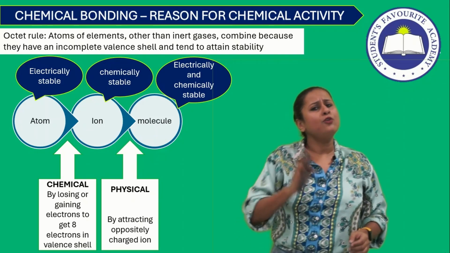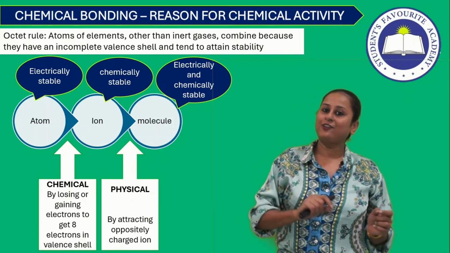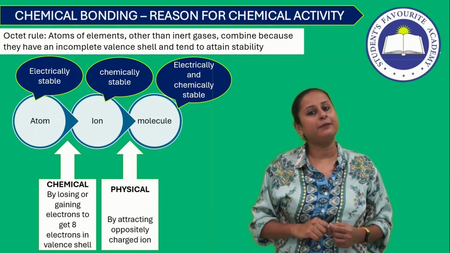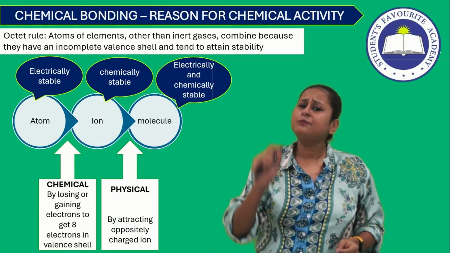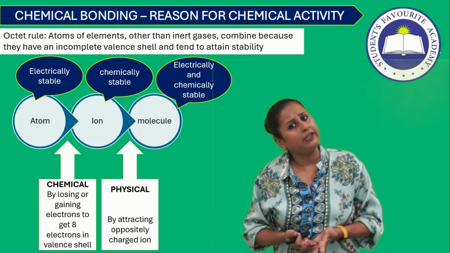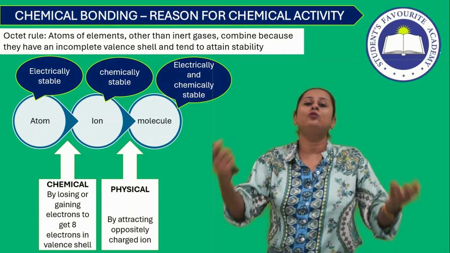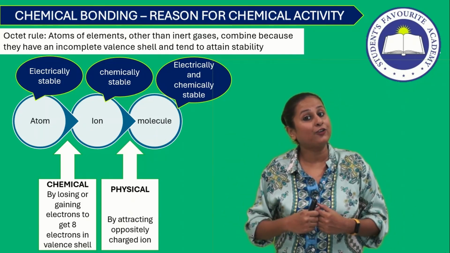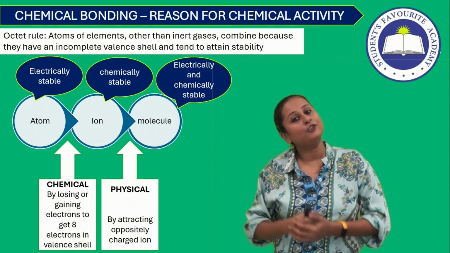Alright, so do you know any atom which is electrically as well as chemically stable? Yes, they are atoms of inert gases. Atoms of inert gases have a complete octet, isn't it? So they have a complete shell. So they do not need to lose any electrons, neither gain any electrons. They are already stable. They are electrically stable, and chemically also they are stable.